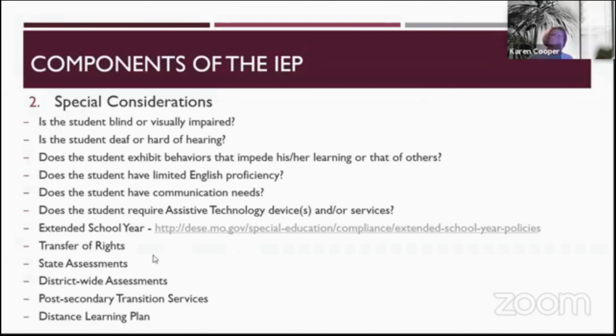So the next special consideration is transfer of rights, and that simply states that when the child turns 18, we have to notify the parents at least 1 year prior to the child turning 18 that educational decision making transfers to the student upon turning 18. We have to consider whether or not the child will be taking those state assessments, and if so, do they need the alternative assessment, and or if they need accommodations and modifications for those state assessments. If they're taking district-wide assessments, we have to consider whether or not they need accommodations and modifications.